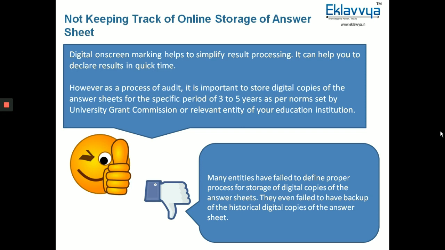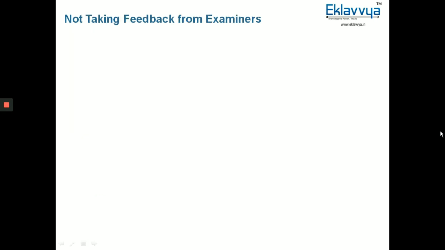Many entities have failed to define proper process for storage of digital copies of the answer sheets. They even fail to have backup of the historical digital copies of the answer sheet. It can result in process non-compliance and can hamper brand value of the university. Students may file RTI for retrieval of the evaluated answer sheet. In such case, there should be proper way to get historical digital copy of the answer sheet and it should be issued to student as per request.